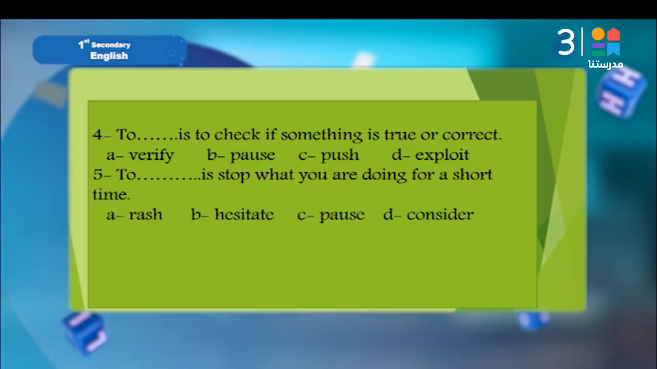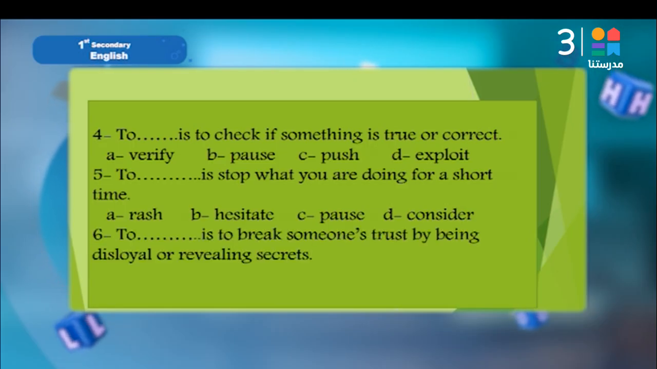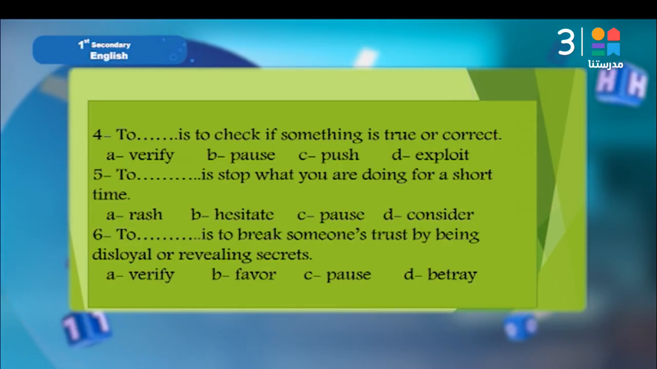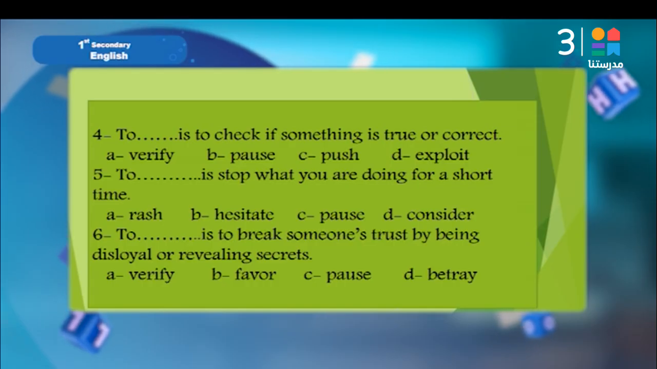Okay. Number 5. To space is to stop what you are doing for a short time. We know this one. Stop means pause. Very good. The correct answer is C, pause. Well done. Number 6, to space is to break someone's trust. Do you remember? If I just revealed my friend's secret to others, what kind of act did I do? I betrayed him. Very good. So the correct answer is betray. To betray someone means that you are revealing their secrets and breaking their trust.